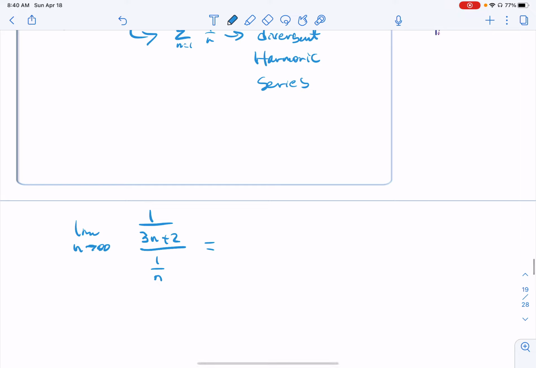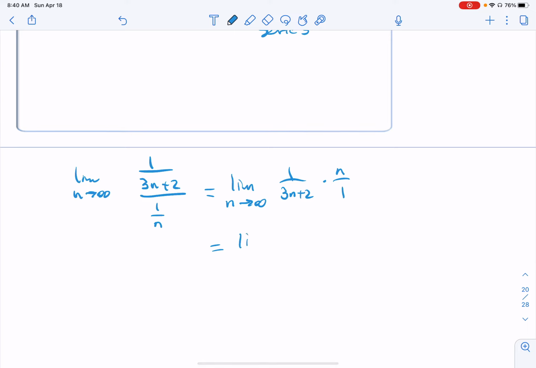So I am going to rewrite this as the limit as n goes to infinity of 1 over 3n plus 2 times the reciprocal, n over 1. I know that looks like an h here; I'll fix that for you. Obviously that just puts the n up top, so it's the limit as n goes to infinity of n over 3n plus 2. Then you can use L'Hopital's rule here, or I can use a pre-calc rule. Our degrees are the same, so it should be just the ratio of the leading coefficients, which is equal to 1/3, which is finite and positive.